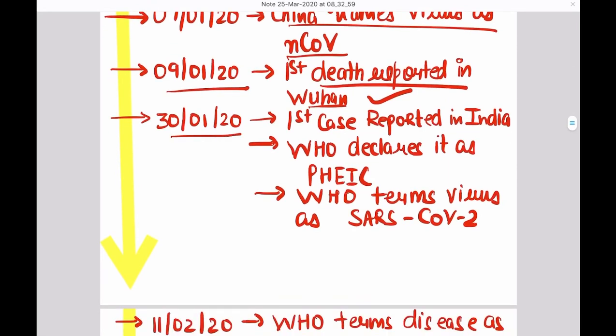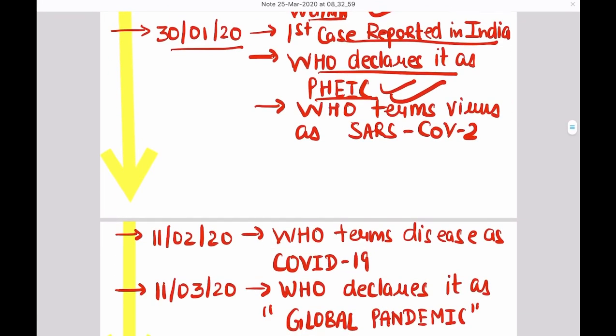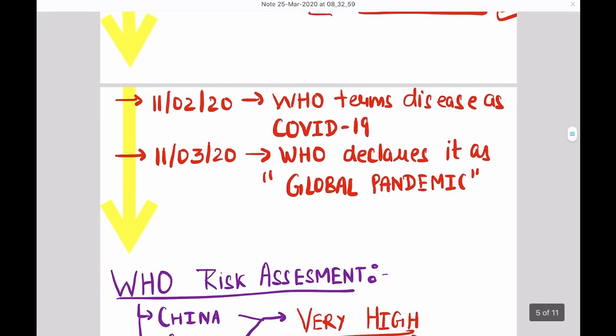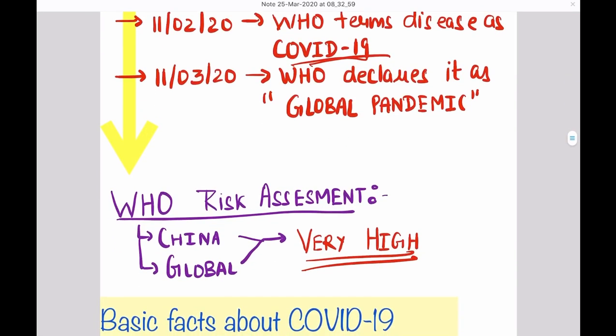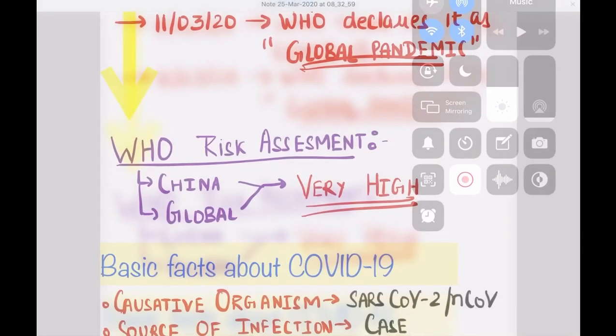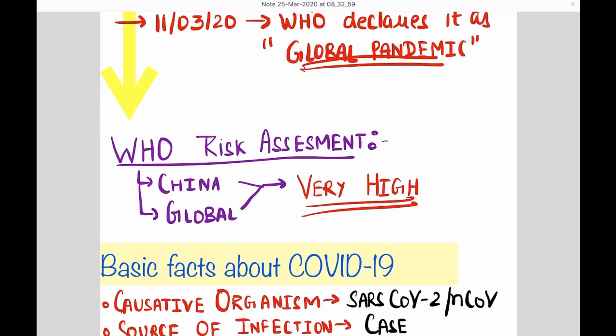And on 30th of January 2020, the first case was reported in India, and WHO declared it a public health emergency of international concern. WHO also termed the virus as SARS coronavirus 2. On 11th of February 2020, the WHO termed the disease as COVID-19, and recently on the 11th of March 2020, WHO declared it a global pandemic. Now, according to the WHO risk assessment parameters, the WHO has categorized the risk in China as well as globally as very high.